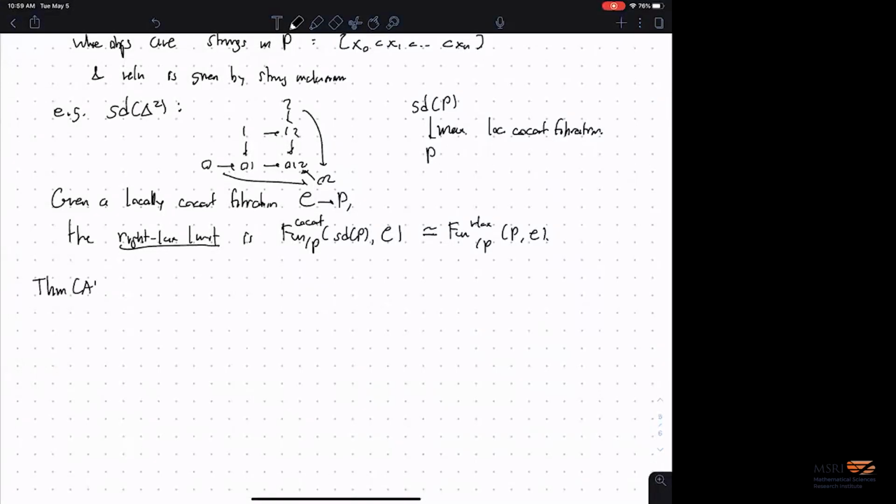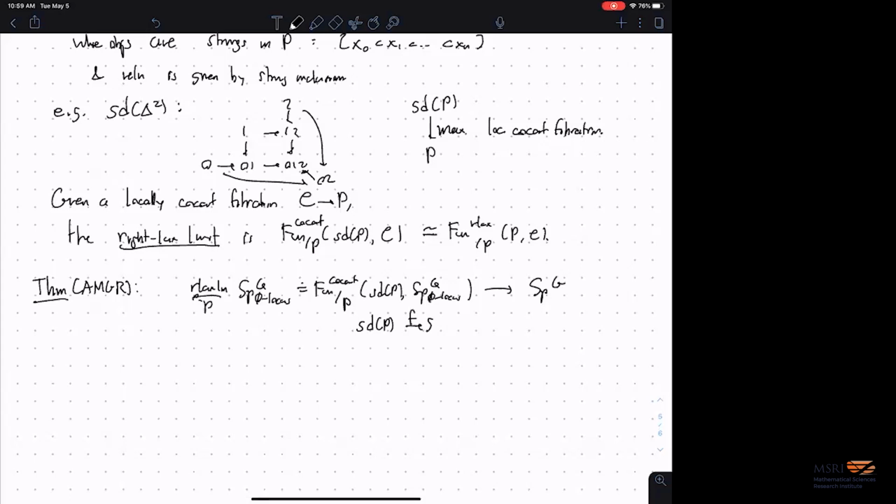So now I can finally state the theorem, and I'm giving the formulation in terms of what AMGR did. If I take the right lax limit over P of the geometric locus, i.e., Fun cocart over P, SDP into the geometric locus, then there's a natural functor, which I'll define, out of that to G spectra, which takes such a diagram and takes the limit after post-composition into G spectra. And this is an equivalence. So this is the equivalence.